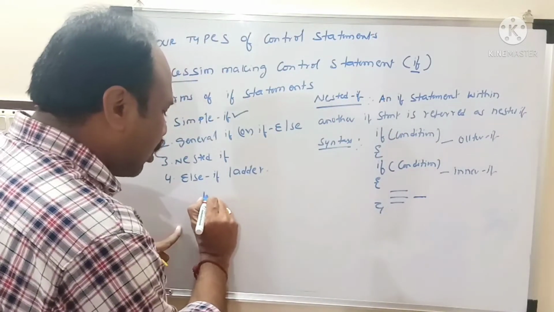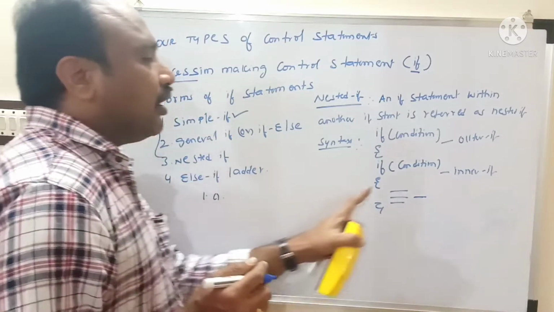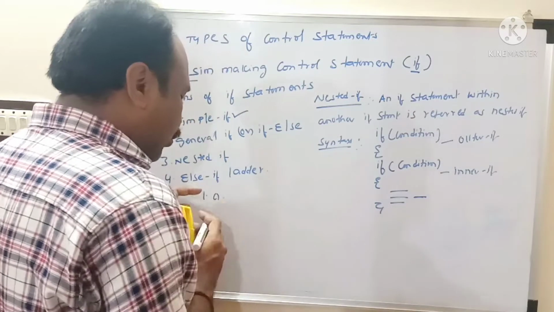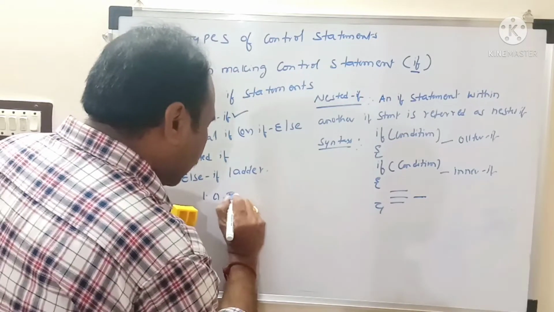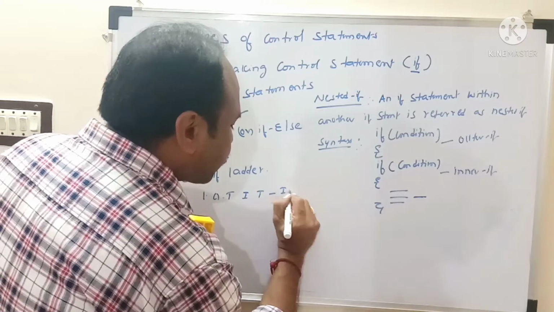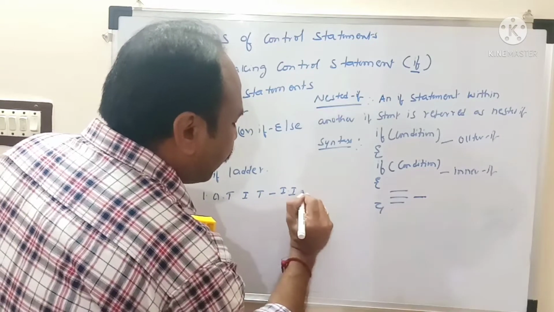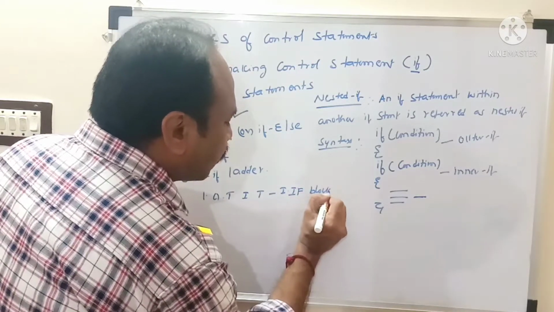First case is outer if true, inner if true. The inner if block will be executed. First point: outer true, inner true, the inner if block will be executed once.